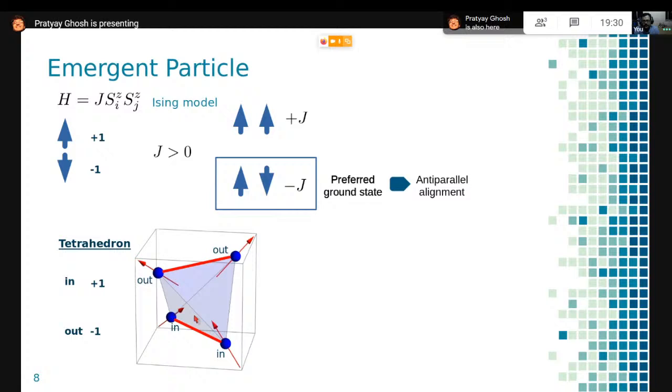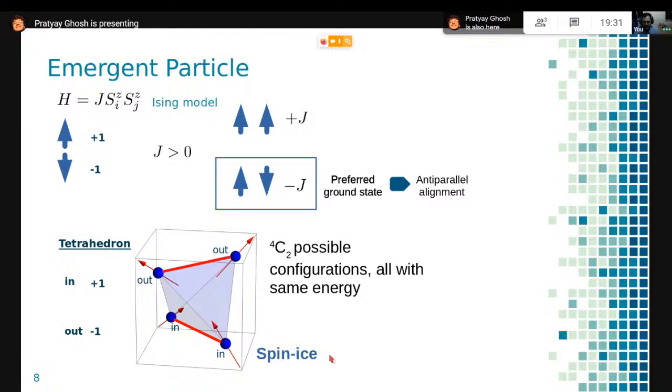And you will find that the minimum energy state that you can get is where you have two spins pointing in and two spins pointing out. That's what we call the two in, two out state, because two spins are in, two spins are out. And you can also get 4C2 possible configurations. You can try it out. All of them are similarly frustrated, in that two of the bonds will not be satisfied, and they will all be two in, two out. So we call it spin ice.